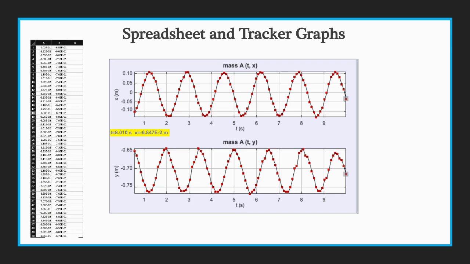The spreadsheet data and the tracker graphs received from the tracker are down below. Here you can see the X and Y position of the mass compared to the time on the graph. It shows the oscillating motion of the mass.